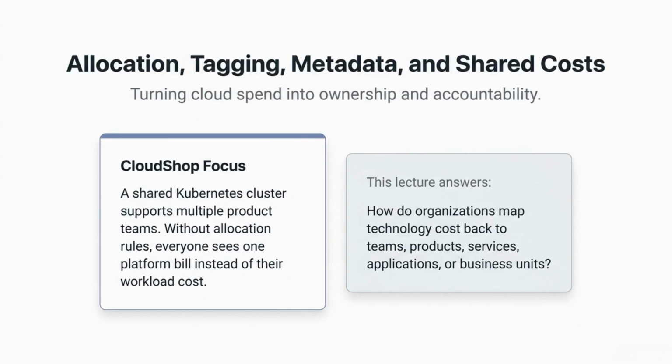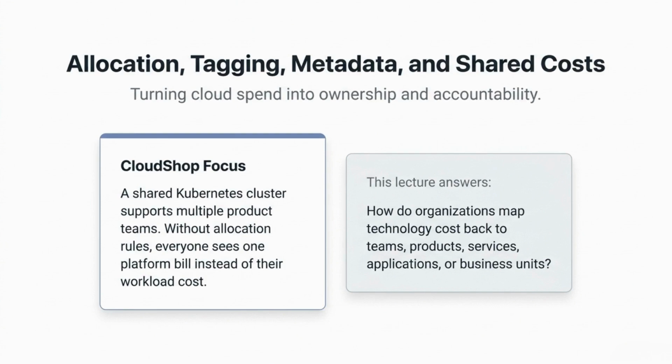In this lecture, we will focus on allocation, tagging, metadata, and shared costs. This is one of the most practical topics in FinOps because it connects cloud spend to ownership. Cost visibility is not very useful if nobody knows who owns the cost. If a cloud bill shows one large number for a shared platform, it may create awareness, but it does not create accountability. Allocation is the process of mapping costs back to the people, teams, products, services, applications, or business units that influence or consume those costs.